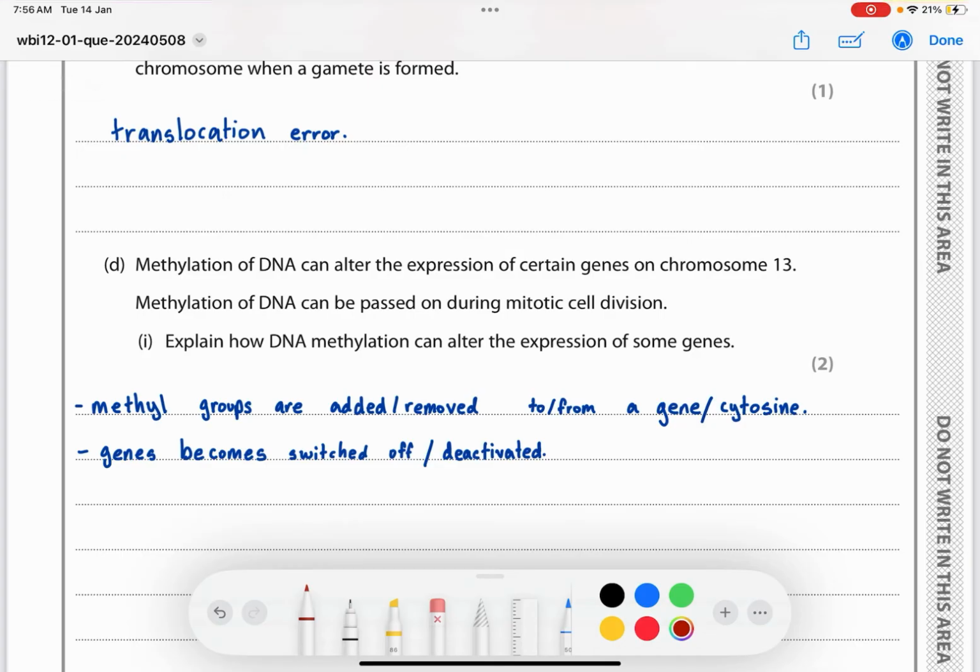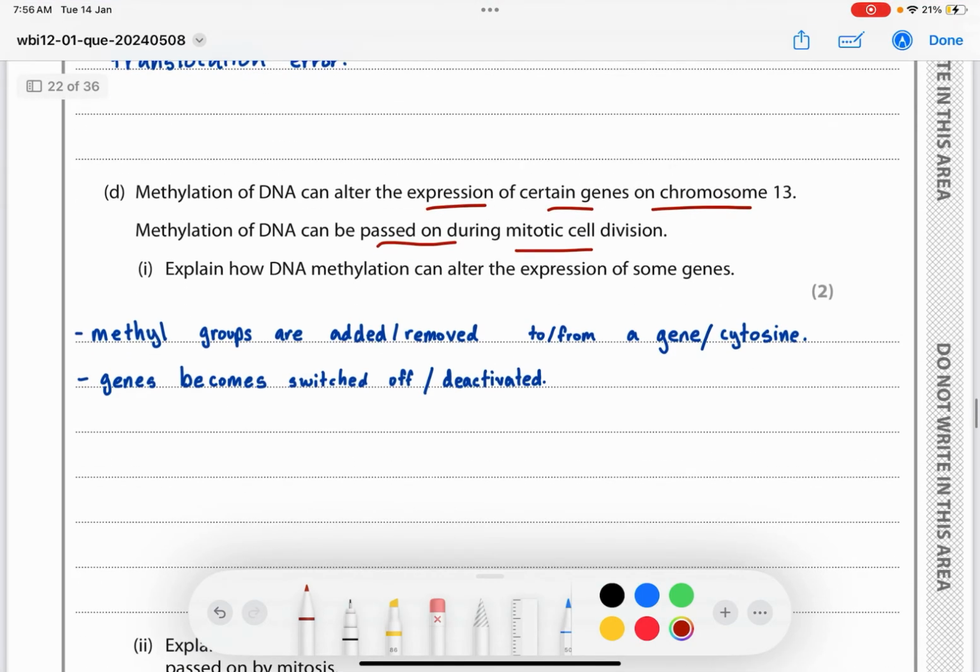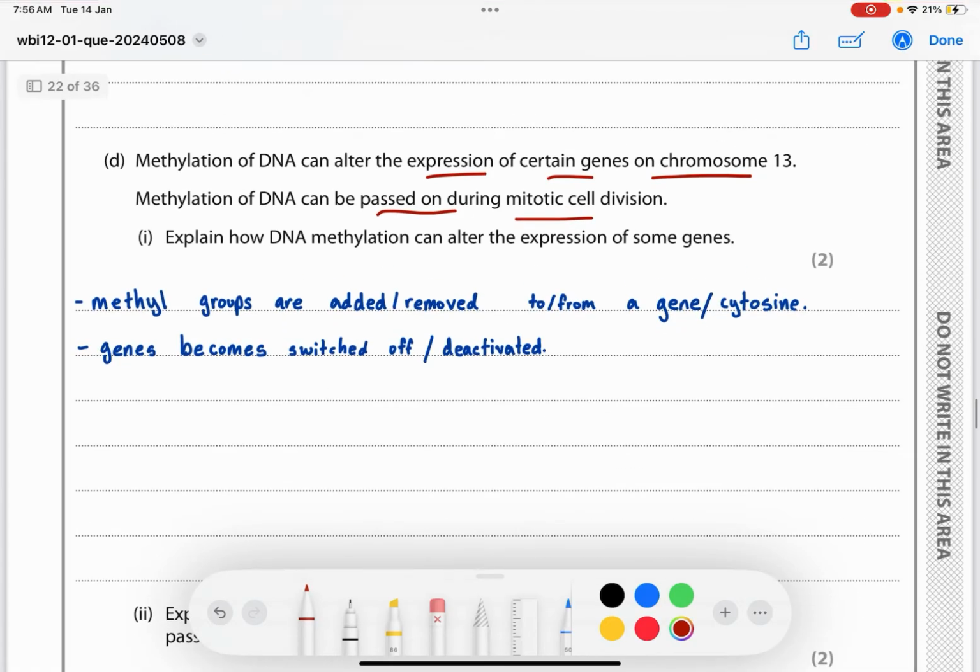So methylation of DNA can alter the expression of certain genes on chromosome 13. Okay, so methylation of DNA can be passed on during mitotic cell division. Explain how DNA methylation can alter the expression of some genes. So methyl groups are added or removed. So methyl groups are added to a gene, or a cytosine. Therefore, the gene becomes switched off or deactivated.